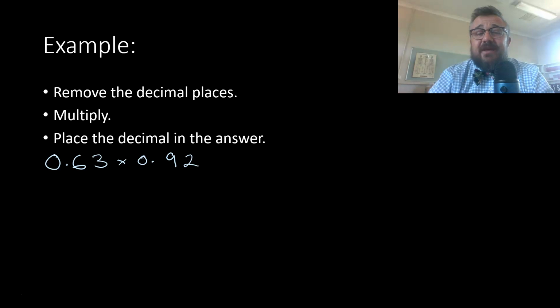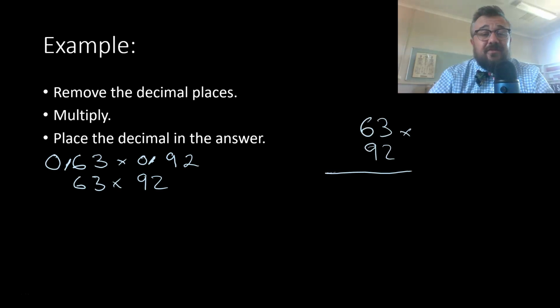So let's imagine we have the number 0.63 times 0.92. The first thing we do is remove the decimals, okay? The zeros are zeros, so it becomes 63 times 92. So we write that with 63 on top, 92 below, just like this. This is how I like to do multiplications.